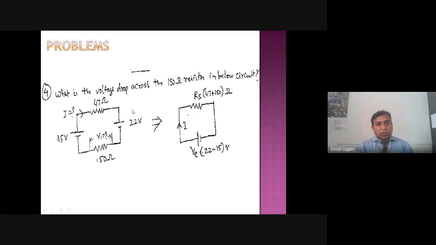So as a homework, take this problem, solve it, and what you have to find out is the voltage drop across 150 ohm. In tomorrow's class, we will begin by getting your answer. What is the voltage across 150 ohm?